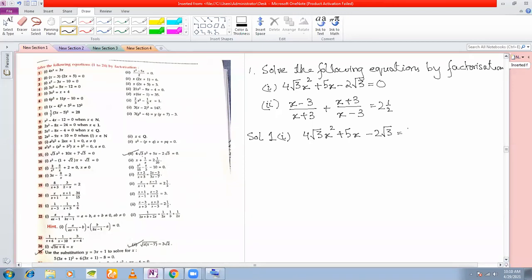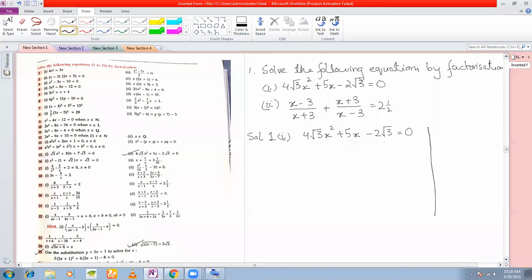Now you see this quadratic equation has coefficients that are irrational numbers, or surds in fact. Okay, the coefficient a here is 4 root 3, the coefficient b here is plus 5, and the coefficient c here is minus 2 root 3. So a and c are both irrational numbers. Now whenever you come across this kind of irrational numbers, you need to do a little bit of rough work here.